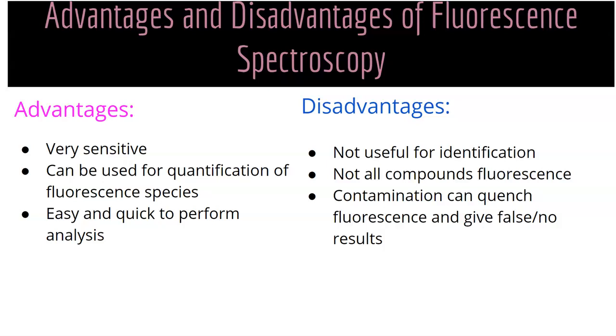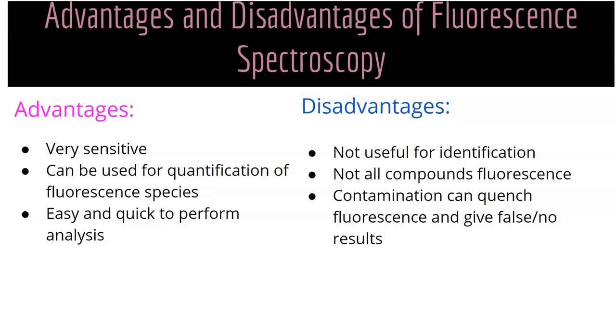There are advantages and disadvantages of fluorescence spectroscopy. Advantages. First, it is very sensitive, so you can easily see different types of fluorescence. Secondly, it can be used for quantification of fluorescent species. You can actually count the different things. Third, it is easy and quick to perform the analysis. It does not interfere with normal biological systems, nor does it destroy the sample.